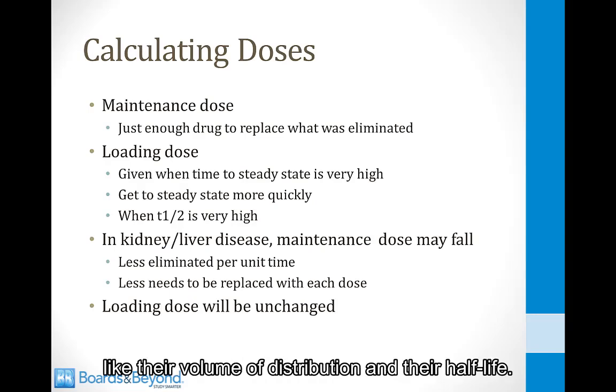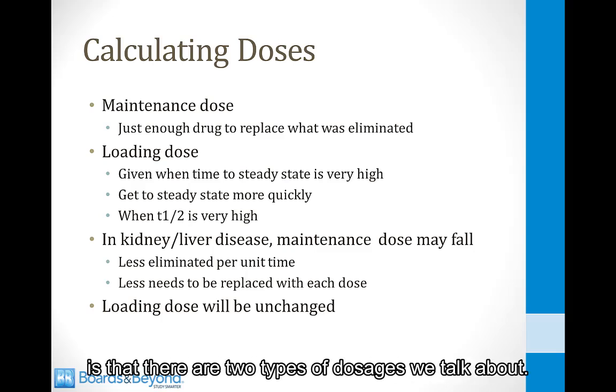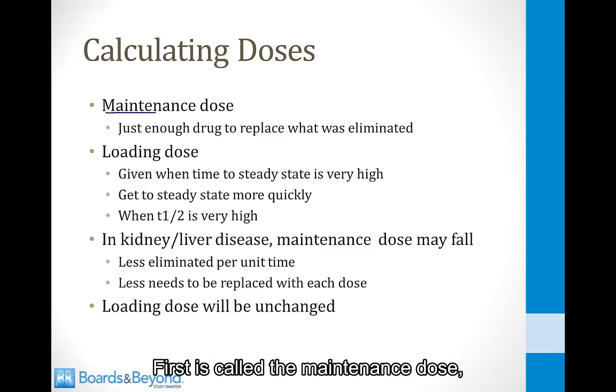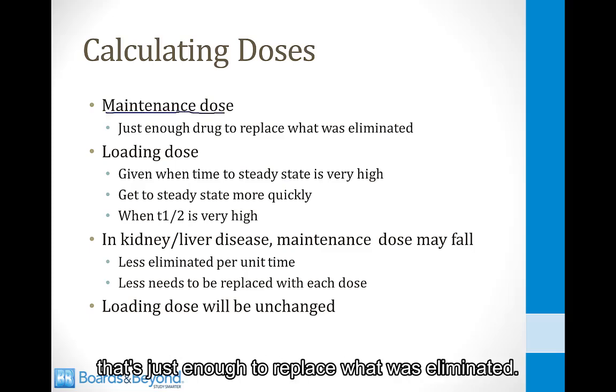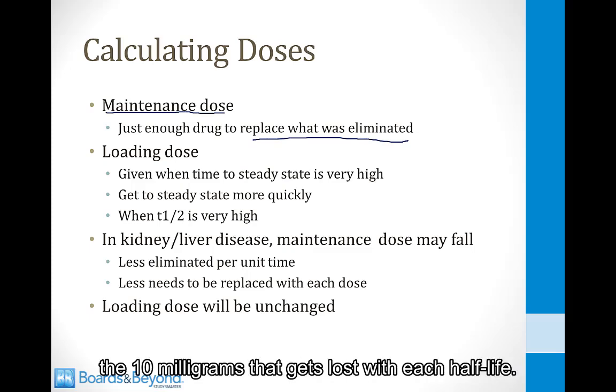Now let's talk about how you calculate dosages of medications using things about the medicines like their volume of distribution and their half-life. The first thing you need to know is that there are 2 types of dosages we talk about. First is called the maintenance dose, and that's a dose that's just enough to replace what was eliminated. In the example I just showed you on half-lives, that would be the 10 milligrams, and we want to get to steady state where we're replacing the 10 milligrams that gets lost with each half-life.